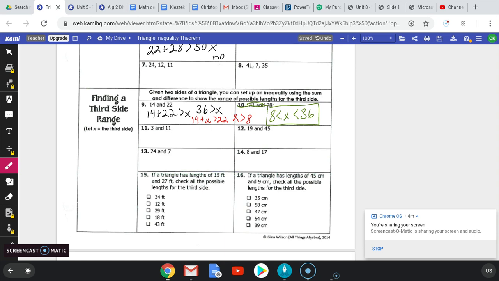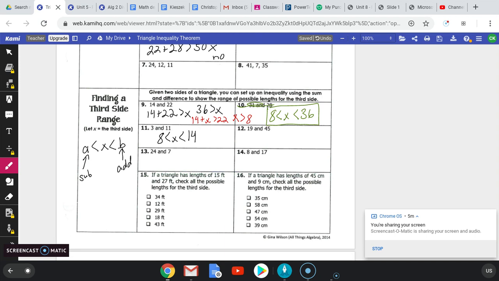Notice what we really only have to do here. If you want a little shortcut, all you have to do is, given the two sides, subtract them. That would be this number. Given the two sides, add them, and that would be that number. So if I do number 11, if you're given the sides 3 and 11, let's subtract them. What's 11 minus 3? 8. Add them. 11 plus 3, 14. So my side has to be between 8 and 14.